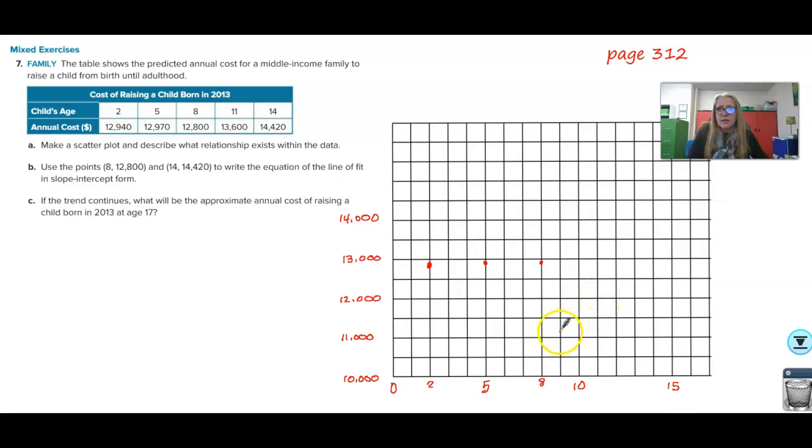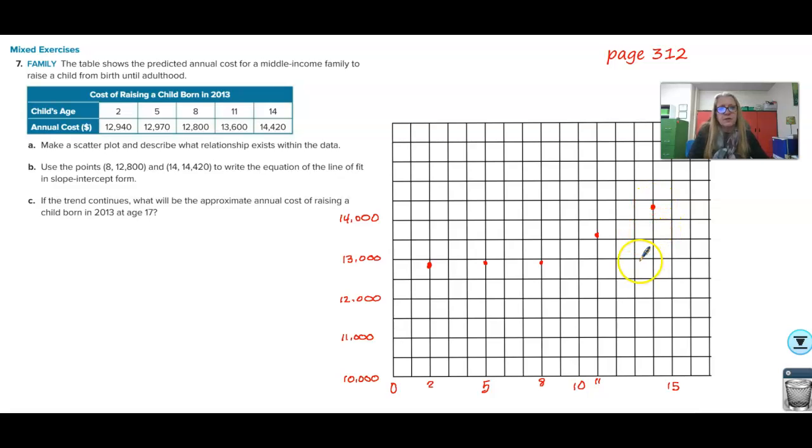And at 11, $13,000. This would be 11 right here. $13,600 would be past the halfway point, so it's going to go up a bit. And then at age 14, that would be this one right here. You would have $14,420, so $14,420 would be like here.